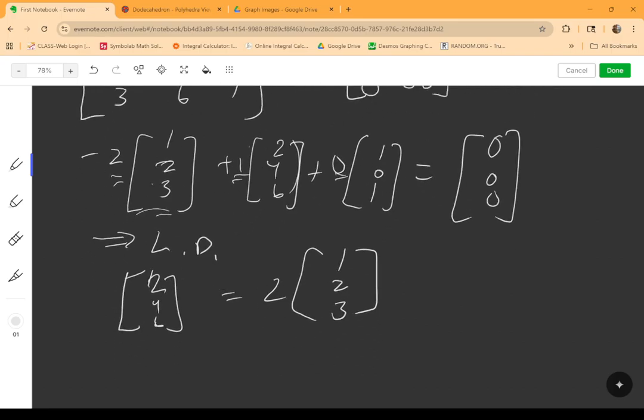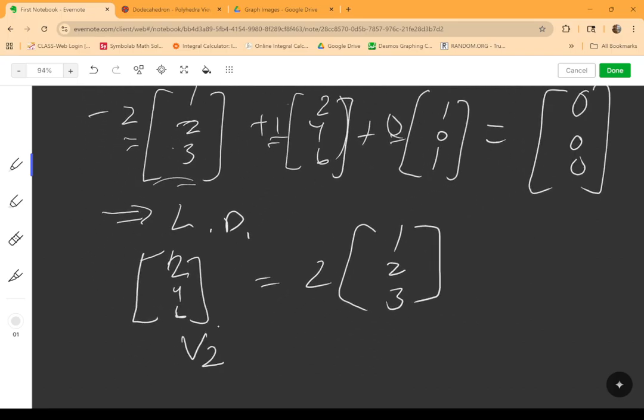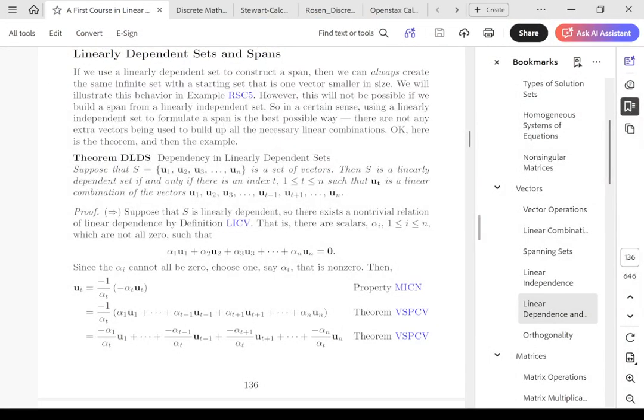Or in other words, v2 is equal to twice v1. And going back to our theorem, that is the equivalence relation we have. Here we see that u_t, one of the vectors, is a linear combination of the others. In this case it's just a multiple of one of the vectors, but that's still a linear combination.